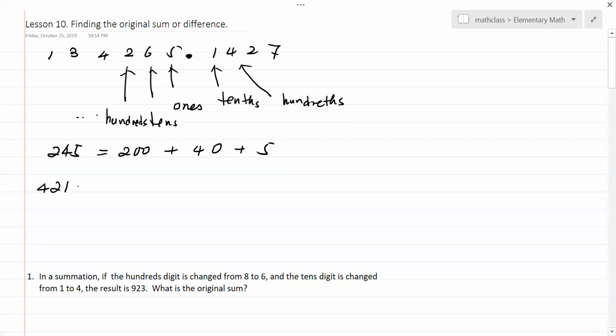Similarly, like 425, you can also write it as 4 times 100 plus 2 times 10 plus 5.